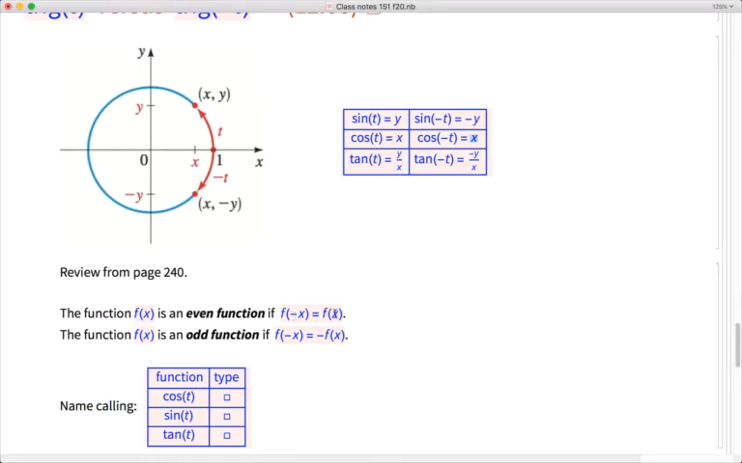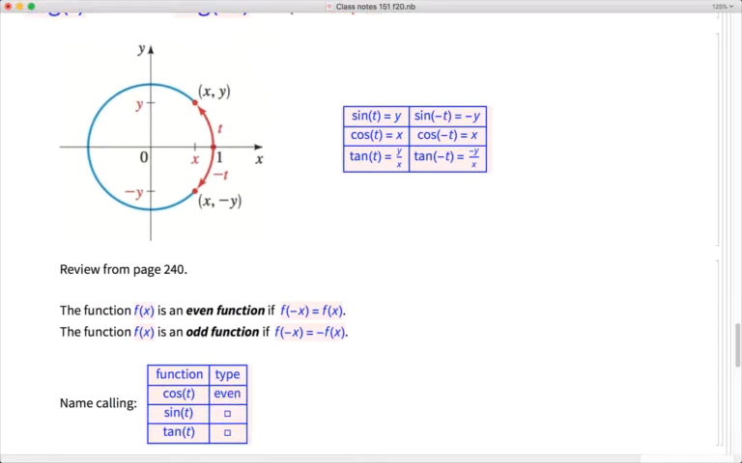Okay, so here's a vocab refresher. A function with this property where f of minus x is exactly the same as f of x, that's called an even function. And if f of minus x is the opposite of f of x, that's called an odd function. Okay, so here's the name calling.